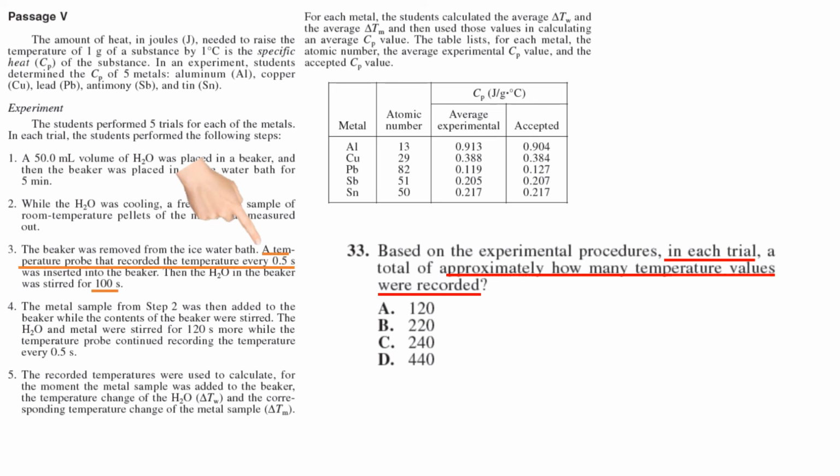So we first see it recorded at the temperature in step 3, and it says the temperature is recorded every 0.5 seconds, so every half second, and they recorded for 100 seconds, so that means it recorded the temperature 200 times. We see it again though in step 4, again it's recording every 0.5 seconds for 120 seconds, so 240 times. So we add those two values together, 200 plus 240, and we get 440, and the answer is D.